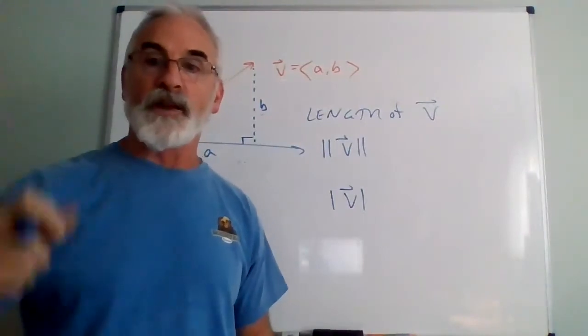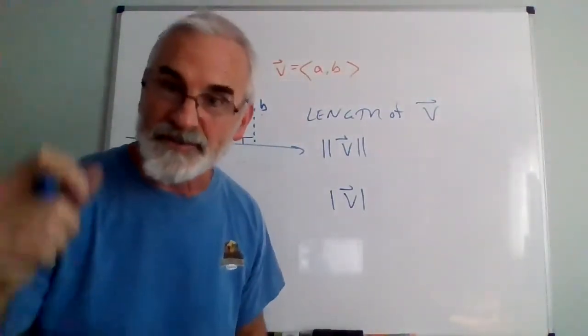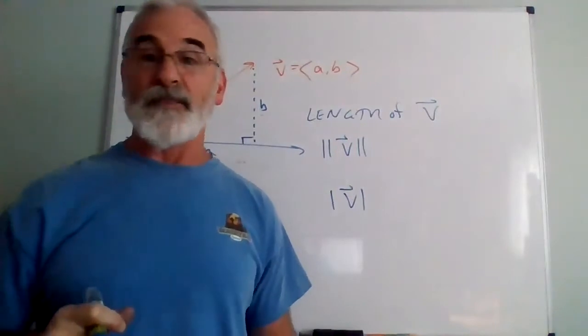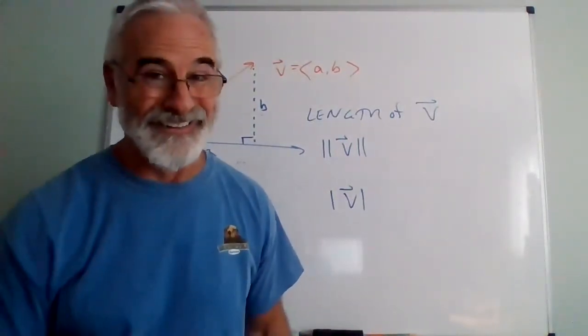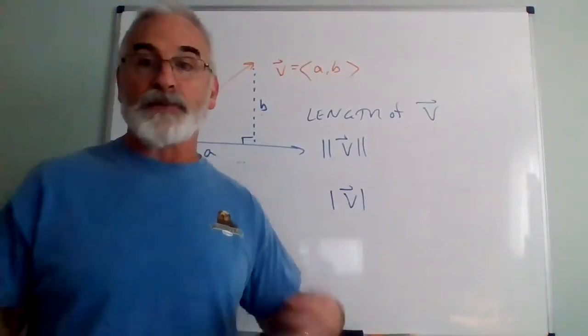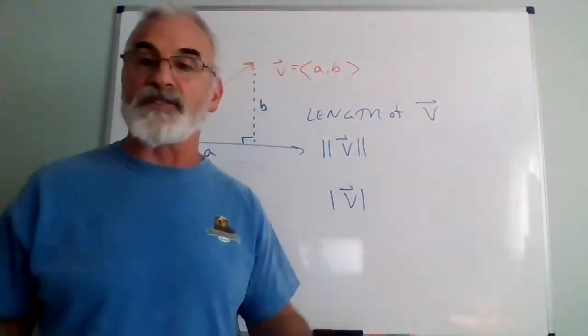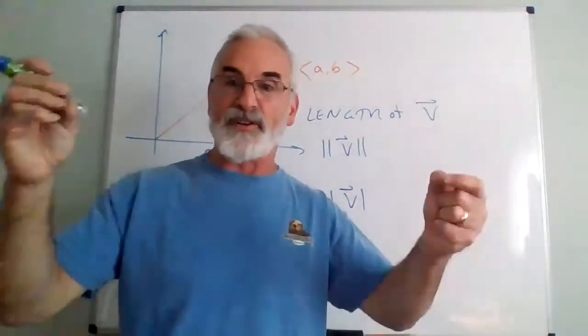Absolute value only applies to complex numbers. In other words, first of all, absolute value only applies to something that's unitless. Absolute value cannot apply to a vector. The absolute value of a vector makes no sense because a vector is not a number.